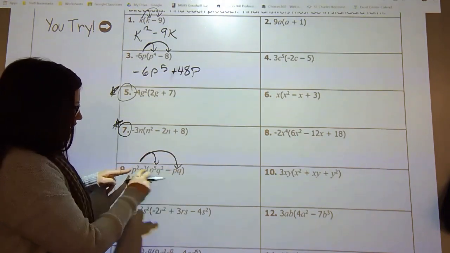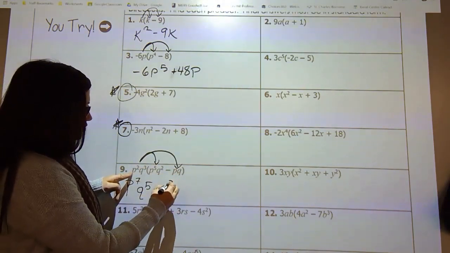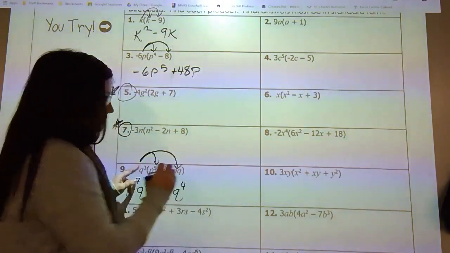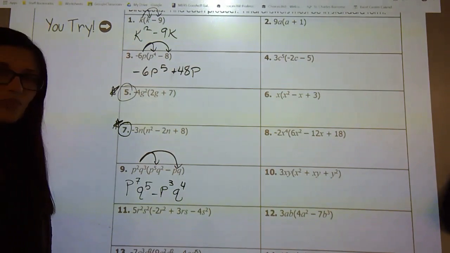Now I'm going to distribute over here. p squared times p cubed, q cubed times q is q to the 4th. That's a tongue twister for sure. Okay.